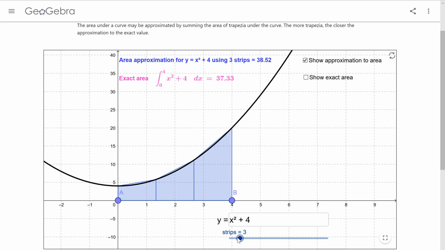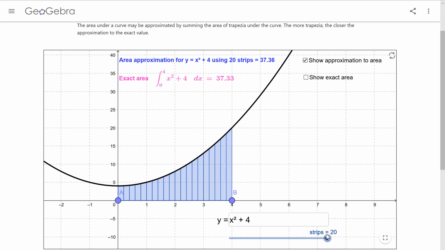If we bump the number of strips up to 3, the approximation is becoming better. So when we have a lot of strips, you can see now there's very little difference with 12 strips. If we take it all the way up to 20 strips, then there's hardly any difference. It's within 3/100ths of the correct area.